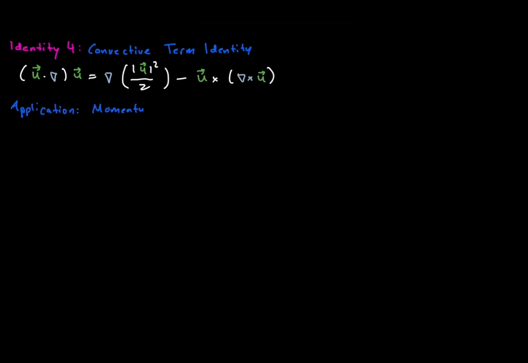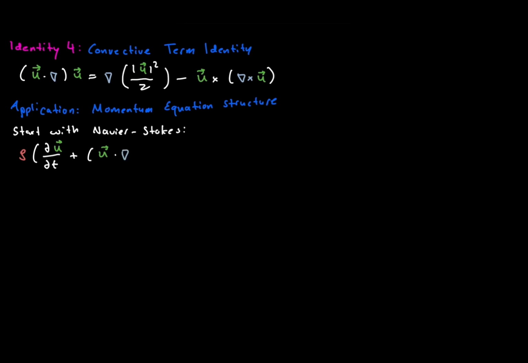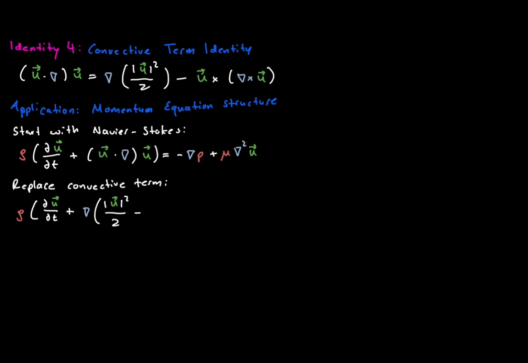Here, we intentionally use the non-conservative form of Navier-Stokes, where density times partial velocity plus density times u dot gradient u equals minus gradient p plus mu Laplacian u. We choose this form because the identity applies directly to the convective term u dot gradient u. If we used the conservative form involving divergence of rho uu, the structure would look different.